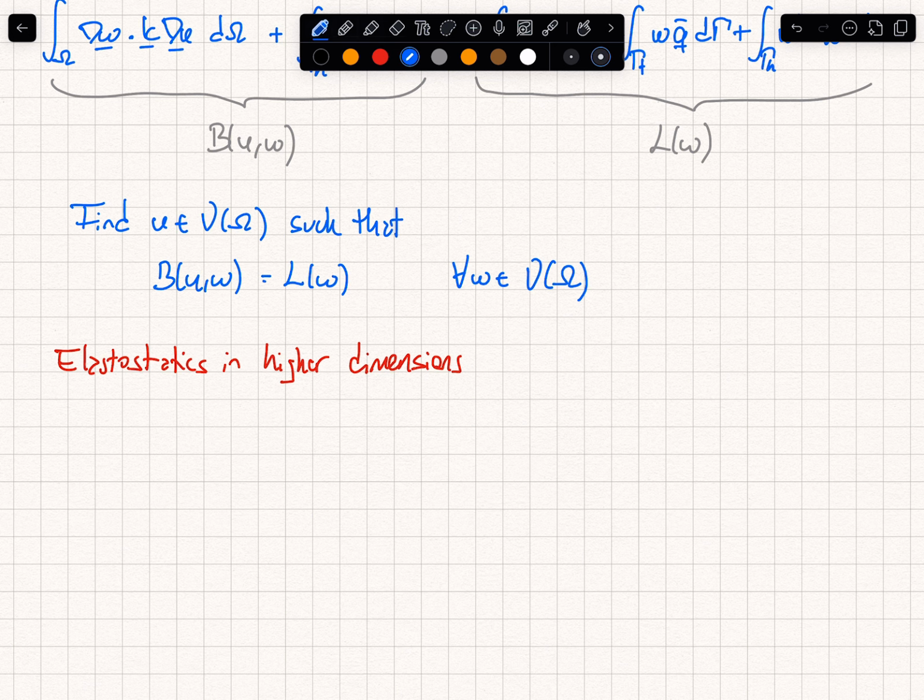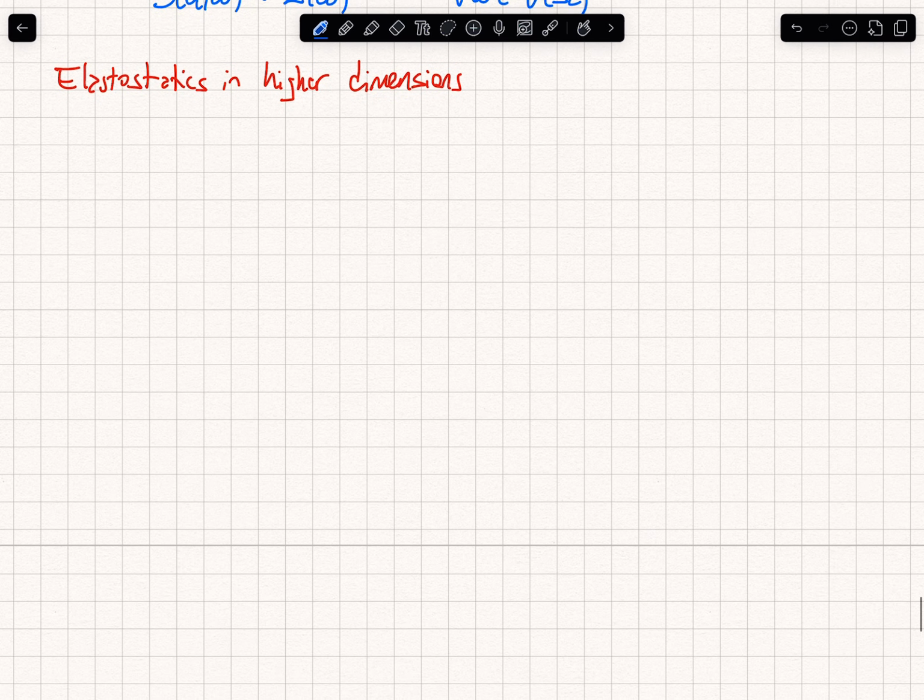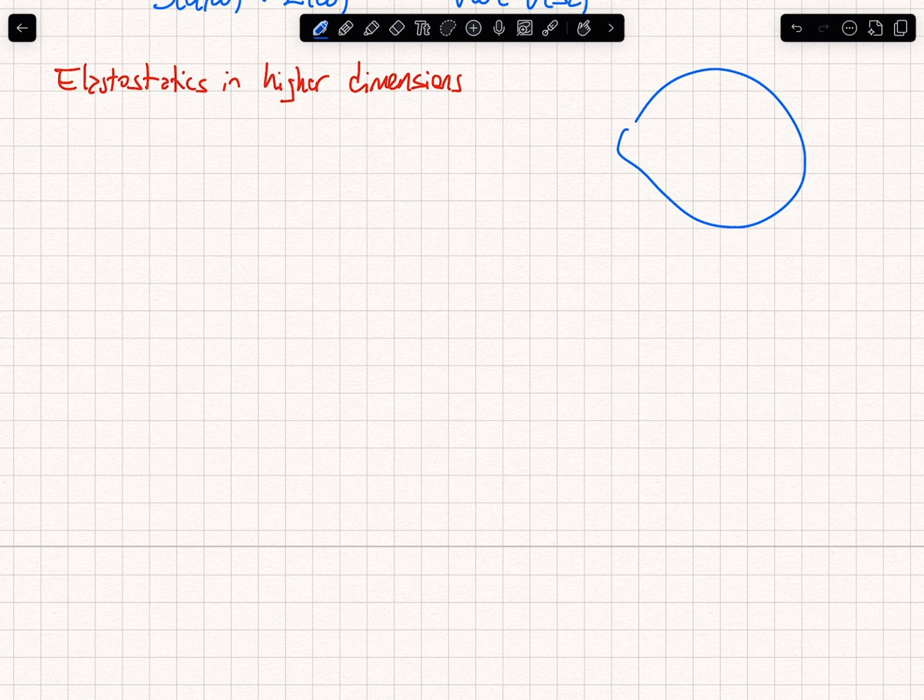Elastostatics in higher dimensions. Remember what we did a few minutes ago. We're going to do the same. We're going to have our mechanics potato. We call that omega. We're going to have some part of our boundary with prescribed Neumann boundary conditions.